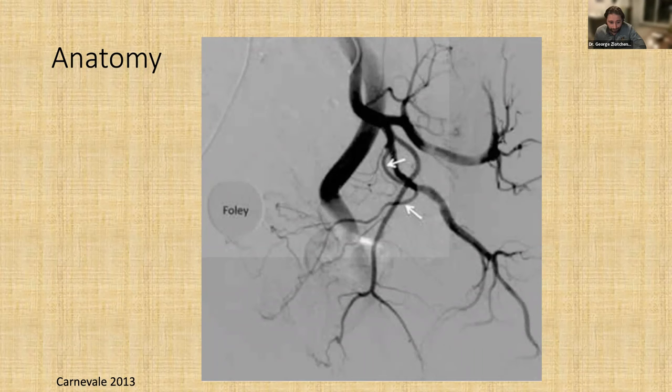And the obturator, you can see here in this picture, usually has a pitchfork appearance. It branches into two branches when it goes through the obturator canal. So that's how you can tell what the obturator artery is.